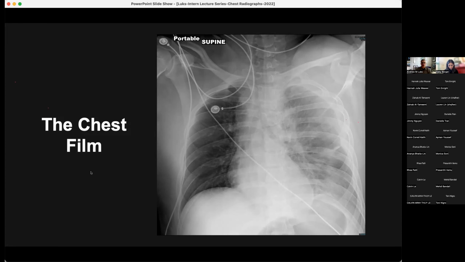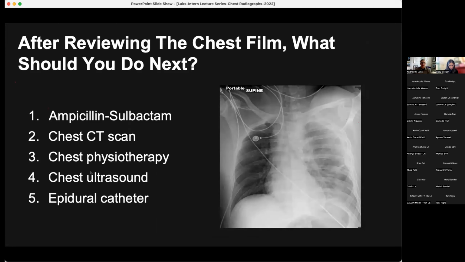So having looked at the film for a little bit, here's a question. What should you do next? Should you start ampicillin sulbactam? Should you order a CT scan of the chest? Should you start chest physiotherapy? Should you do a chest ultrasound? Or should you place an epidural catheter for pain control?